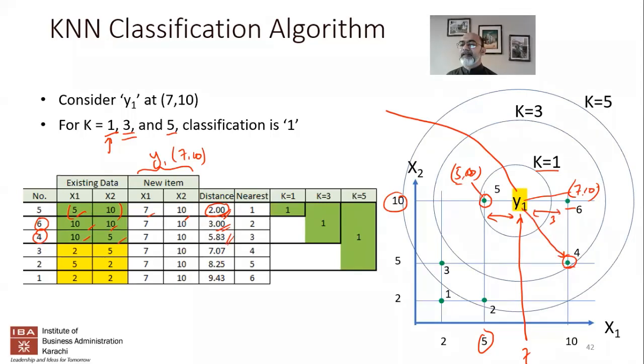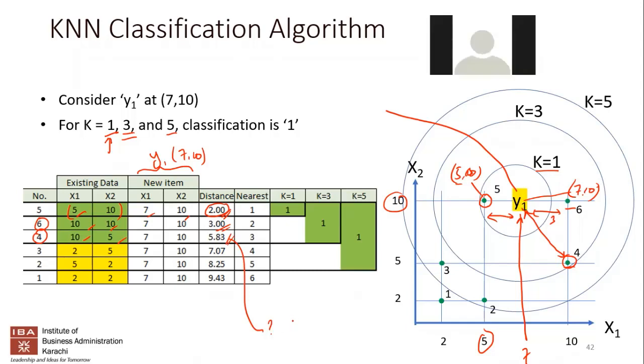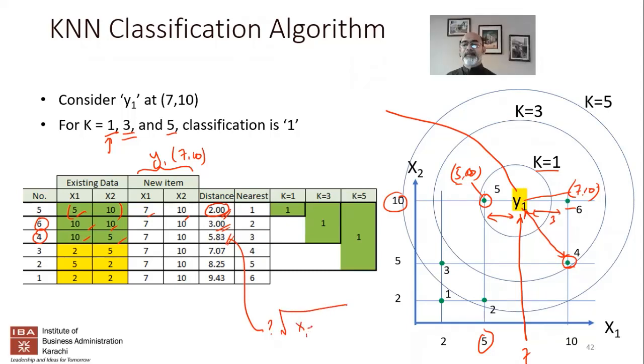Does anybody remember the equation to figure out, in 2 dimensions, the distance between 2 points? How did I get 5.83? There's a square root, and you do x1 minus x2 the whole squared plus y1 minus y2 the whole squared. That's how you figure out the distance between these 2 points, and once you've calculated it, you find that this is 5.83.